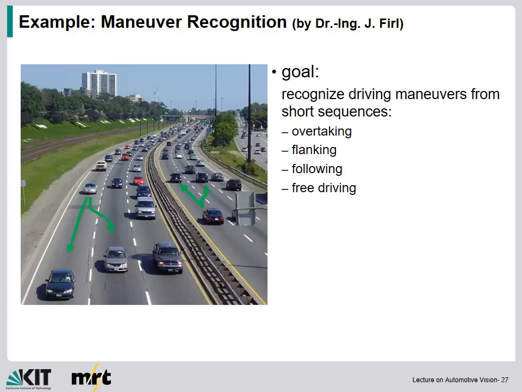What is the difference between overtaking and flanking? Well, flanking is meant to be the behavior where a vehicle is already on the lane on which it can overtake another vehicle. It is already there, it stays there, and it passes another vehicle without any lane change. While overtaking in this wording means that a vehicle is doing a lane change in order to pass another vehicle.